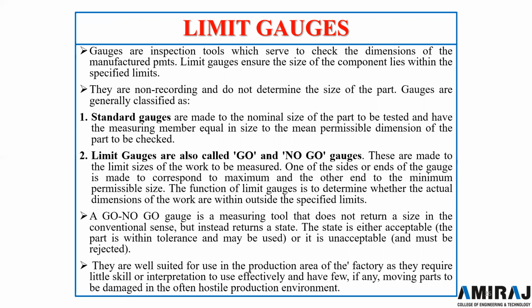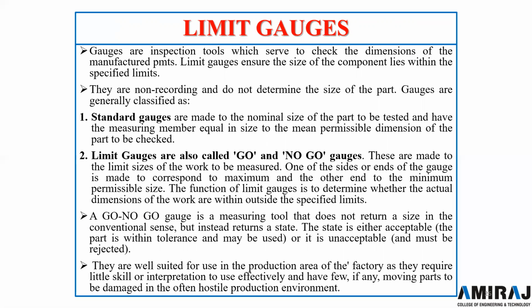The standard gauges are made to the nominal size of the part to be tested and have the measuring member equal in size to the mean permissible dimension of the part to be checked. The standard gauges are of nominal size and have the measuring member equal in size to the mean permissible dimension of the part to be checked.